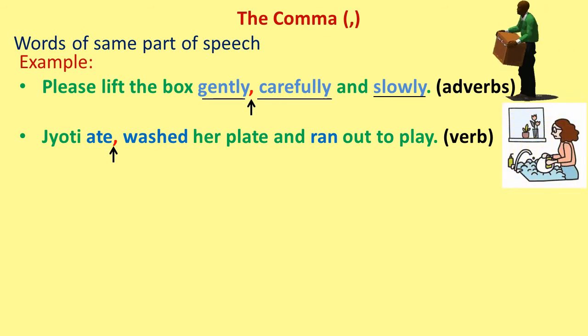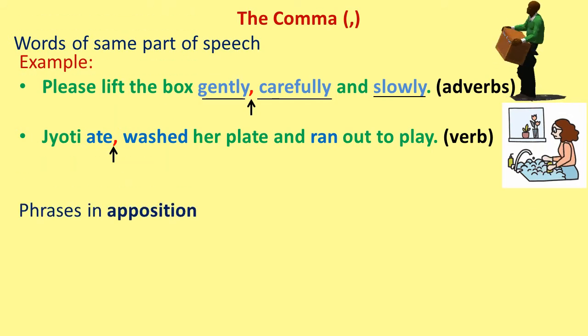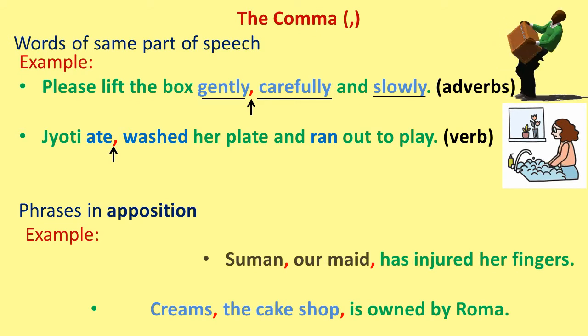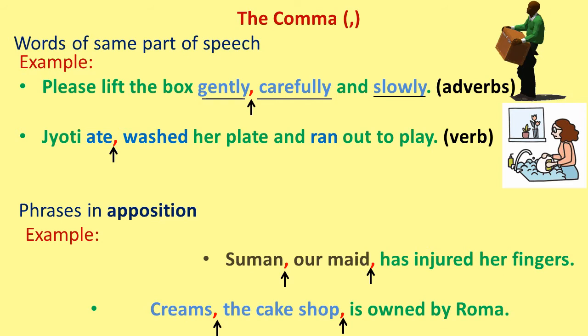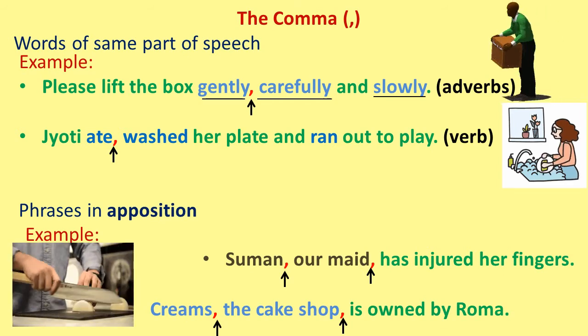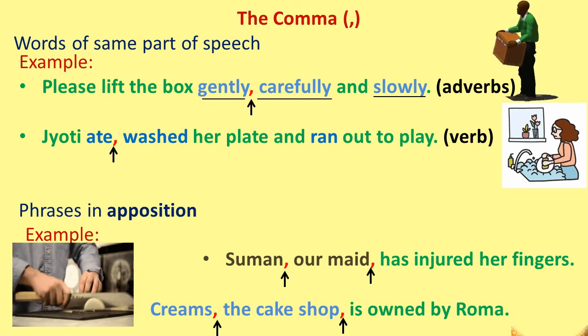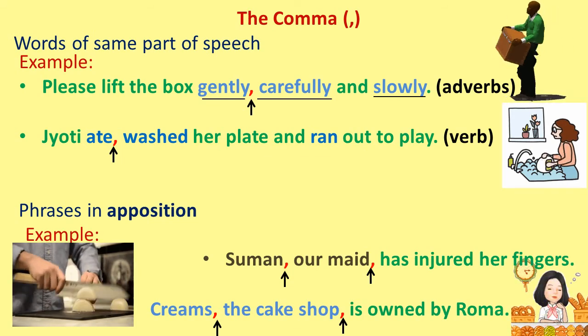Commas are also used to mark off phrases in apposition. Apposition means two words or phrases referring to the same thing placed in a sentence without any connecting word. For example, Suman, our maid, has injured her fingers. Or, Creams, the cake shop, is owned by Roma.